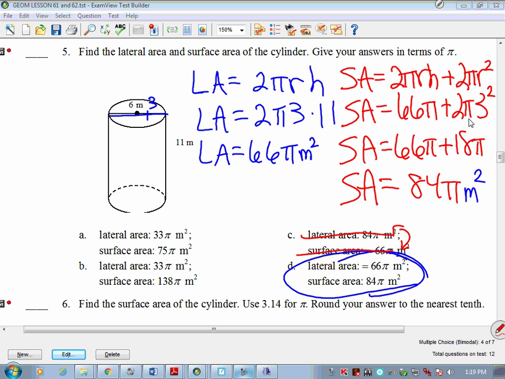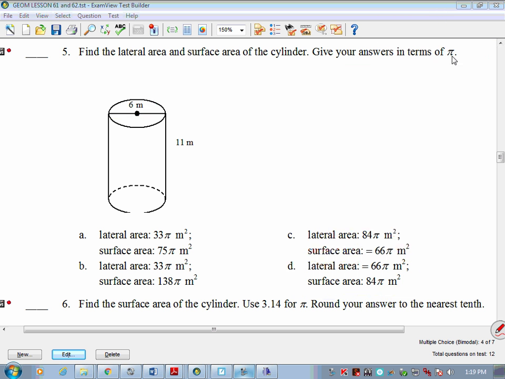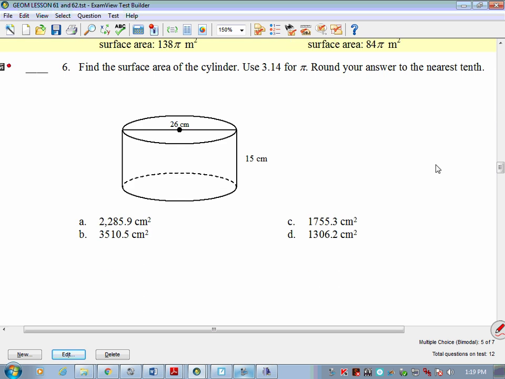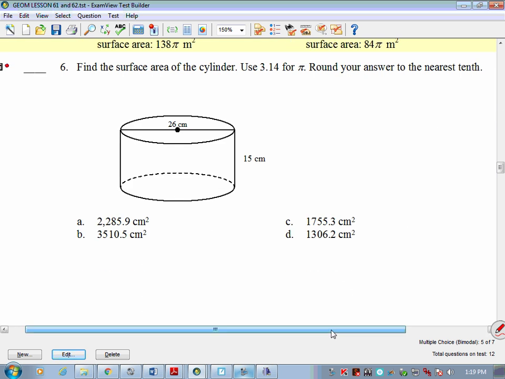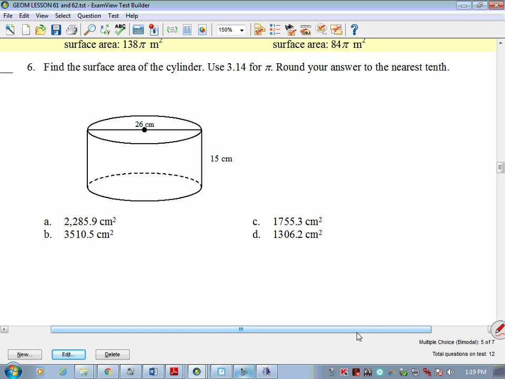All right, number 6. Find the surface area of the cylinder. This time we're going to use 3.14 for pi. Round our answer to the nearest tenth. Again, they give me the diameter. I need the radius, which is half of 26, so 13.